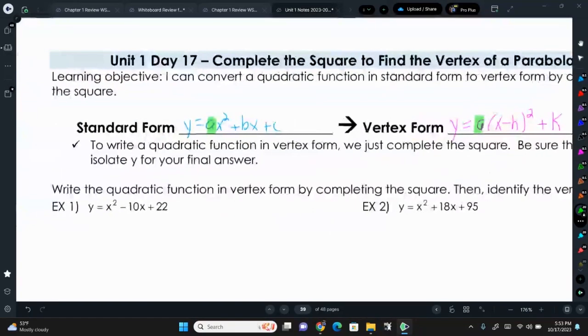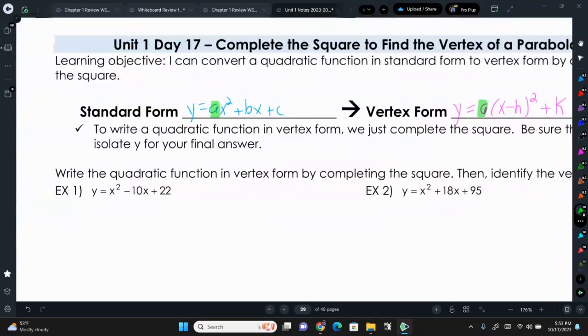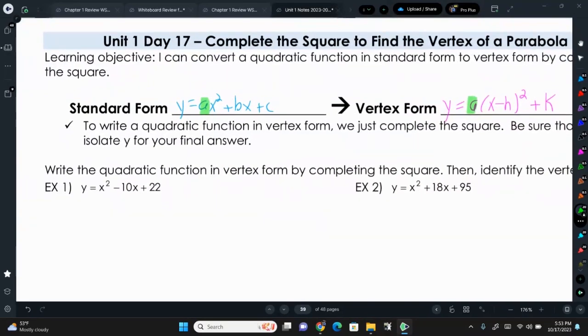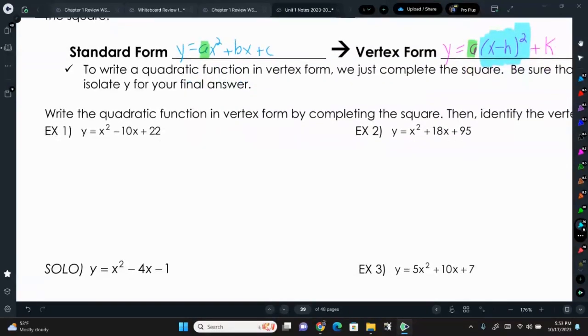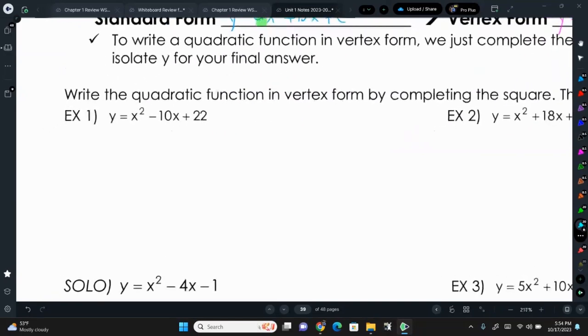So we can do the completing the square technique, because remember, when we complete the square, we create a perfect square trinomial, x plus or minus a number, that quantity in parentheses squared. Well, that would be your h value, and then whatever number we added to the outside would be your k. So write the quadratic function in vertex form by completing the square, then identify the vertex.